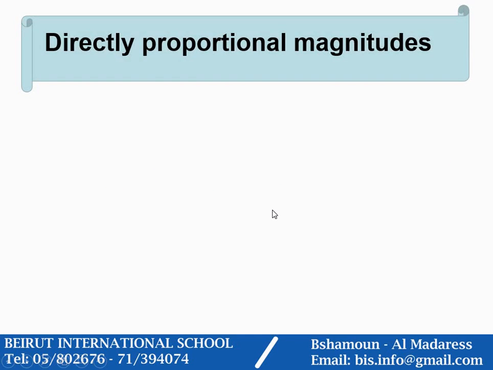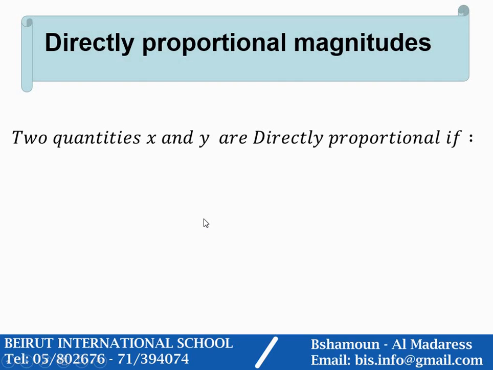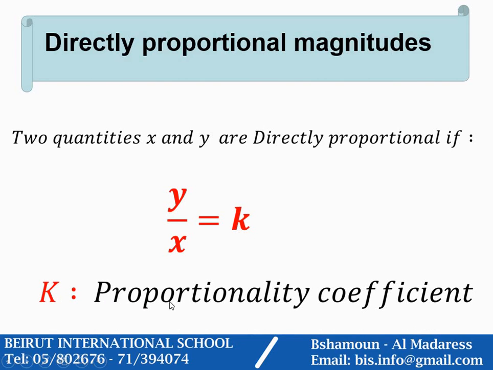So what are directly proportional magnitudes? As a rule, two quantities, magnitudes means quantities, x and y are directly proportional if y over x is equal to k. K is a number, a constant. So this k is called the proportionality coefficient, which means when you have two quantities x and y, and whenever you divide y over x and you get the same number, which is called k, you have directly proportional magnitudes. To understand well, let us take an example.